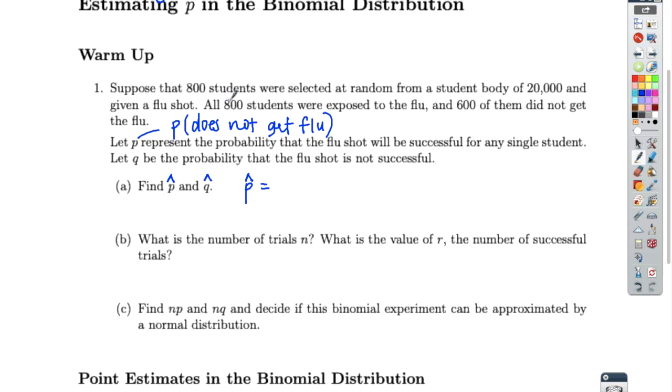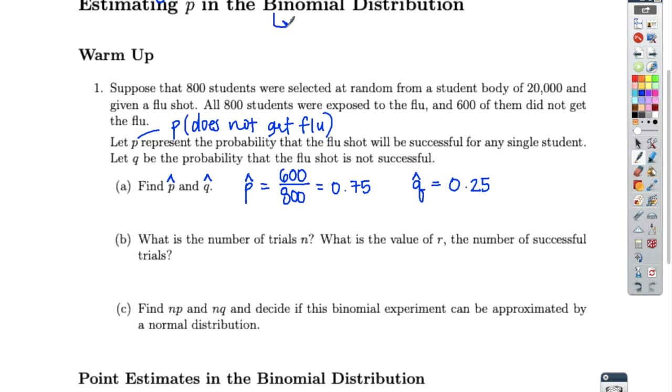So P hat is going to be, let's see, 800 students were exposed to the flu and 600 of them did not get the flu. So the proportion of students who had a successful flu shot is 600 over 800, or in other words, when you throw this into your calculator, 0.75. There's the probability of success. And again, success means did not get the flu. So that tells us that Q hat, the probability that they did get the flu, has got to be 0.25. Either you didn't get the flu or you did get the flu. There's no other option, which is part of what makes this a binomial distribution.